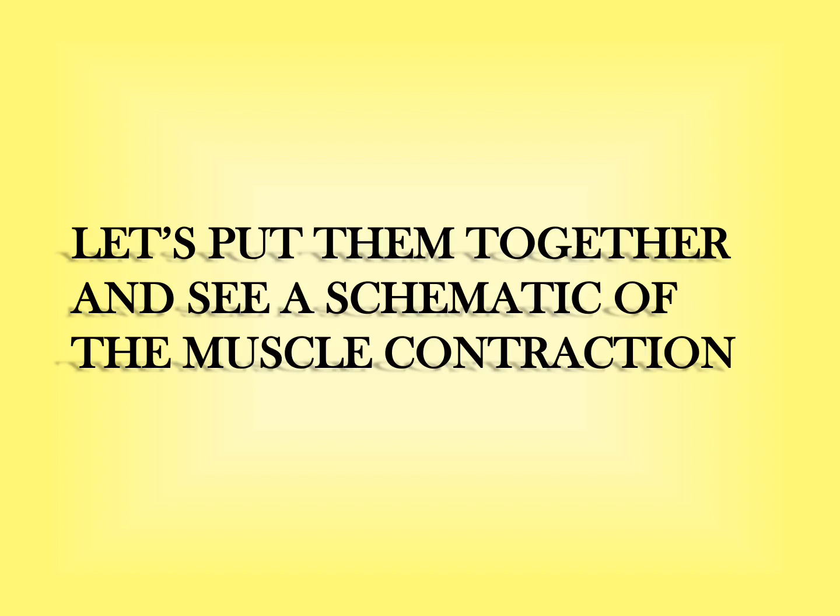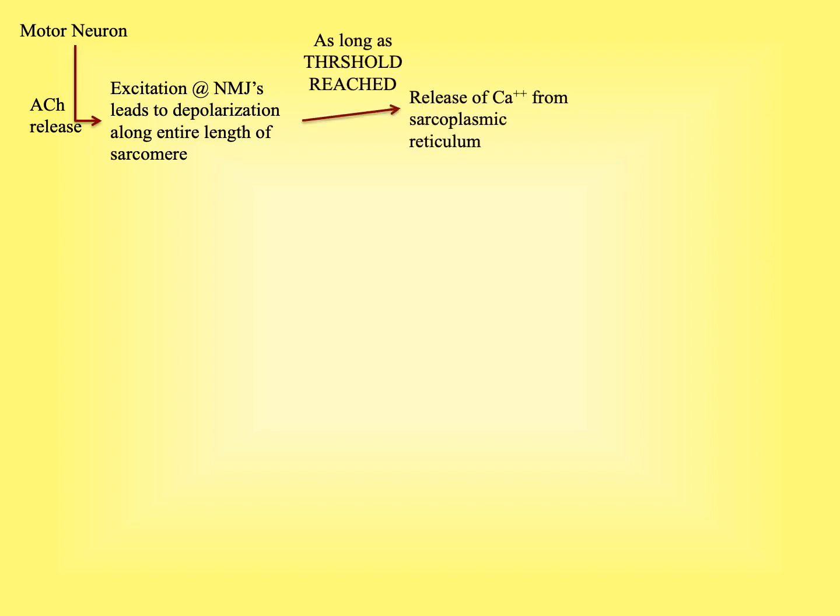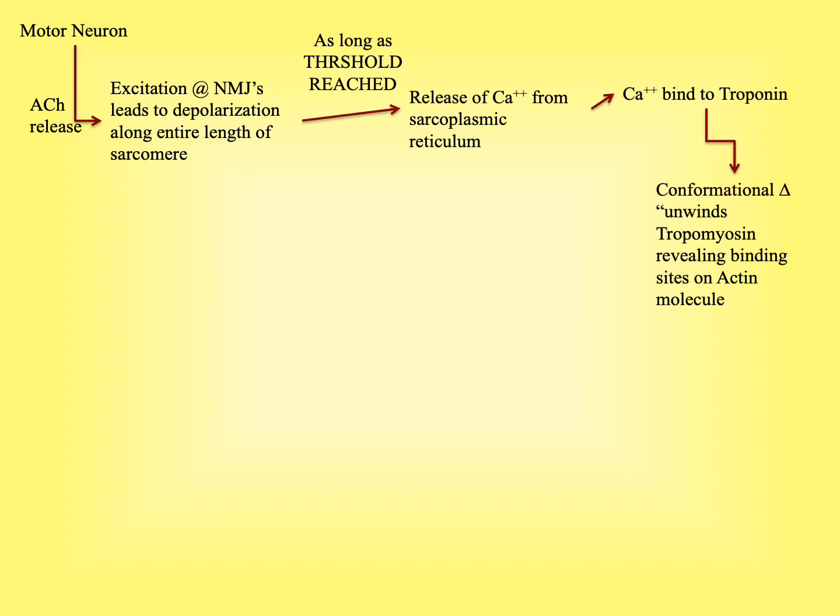So let's go ahead and put this all together. Let's put together the excitation contraction with the sliding filament, and let's look at it in terms of a schematic feedback loop here. So we have the motor neuron coming down. It's going to release acetylcholine, which is going to lead to excitation at the neuromuscular junction. If we reach threshold, calcium will be released from the sarcoplasmic reticulum, which is going to lead to binding of calcium to the troponin, which is going to allow for the conformational change and the tropomyosin revealing the actin binding site.